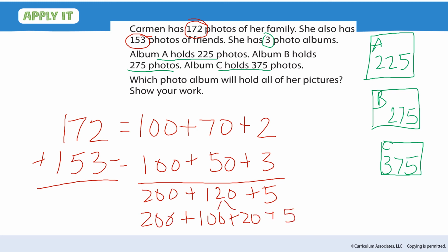So if I put them together, I have 200 plus 100 is 300, and 20 plus 5 is 25. So as we look at those, we see that none of the albums are exactly 325. Could we get 325 pictures in album A? No, it's too small. Could we get them in album B? Nope, that's too small too. Could we get them in album C? Sure, it has more than enough. So album C is our answer.